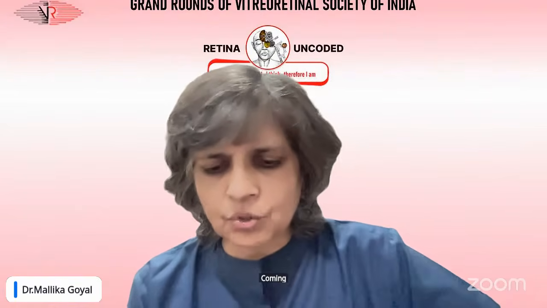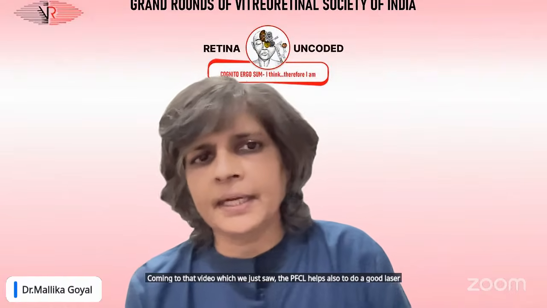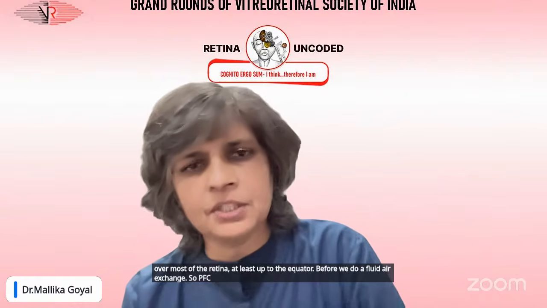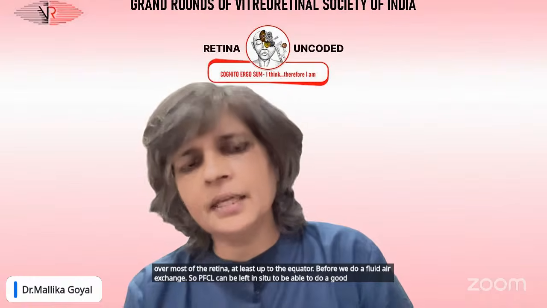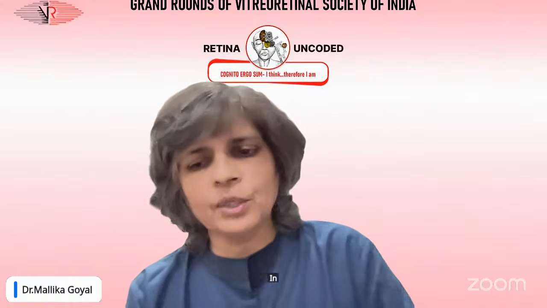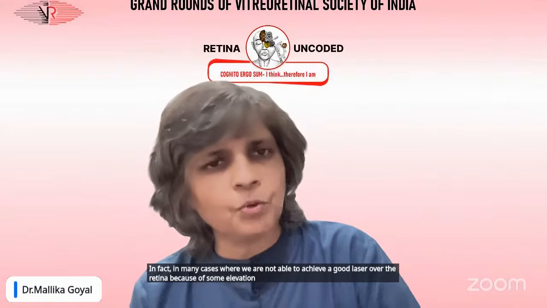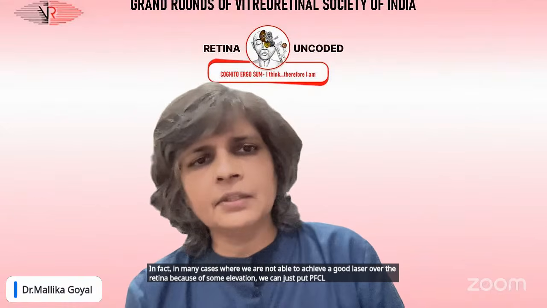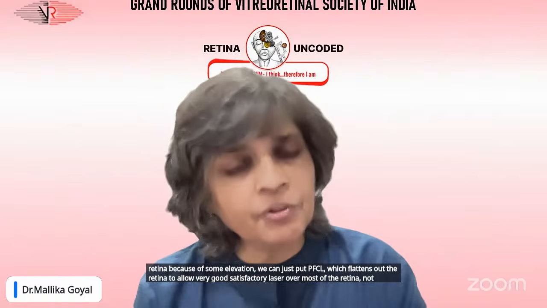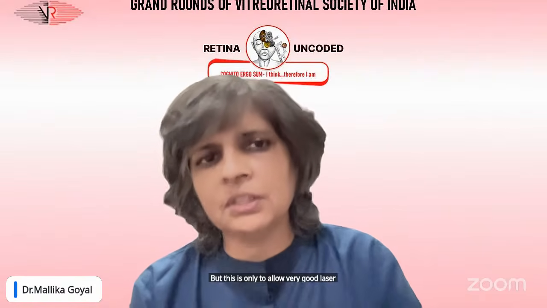Coming to that video which we just saw, the PFCL also helps to do a good laser over most of the retina, at least up to the equator, before we do a fluid air exchange. So PFCL can be left in situ to be able to do a good laser, and then the fluid air exchange can start. In fact, in many cases where we are not able to achieve a good laser over the retina because of some elevation, we can just put PFCL, which flattens out the retina to allow a very good, satisfactory laser over most of the retina, not the periphery maybe. And then we remove the PFCL, of course, but this is only to allow very good laser in cases where you're not able to achieve good laser.